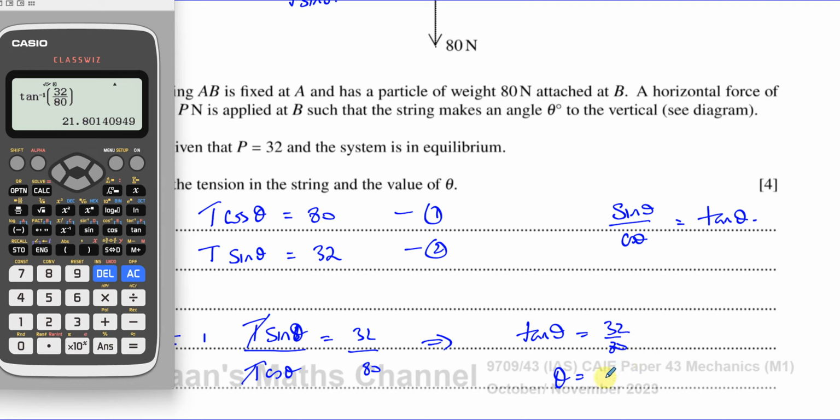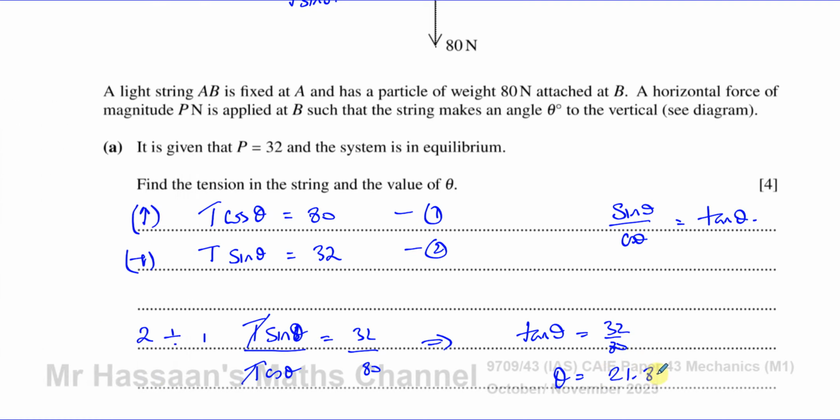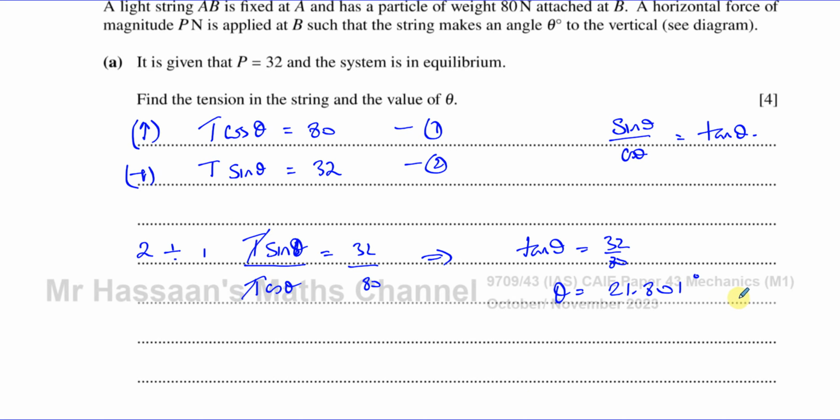Which gives us 21.81801, 21.801 degrees. Don't round prematurely. Keep this answer in this form, but do write it to one decimal place for an angle at this stage. So that's the answer for theta.